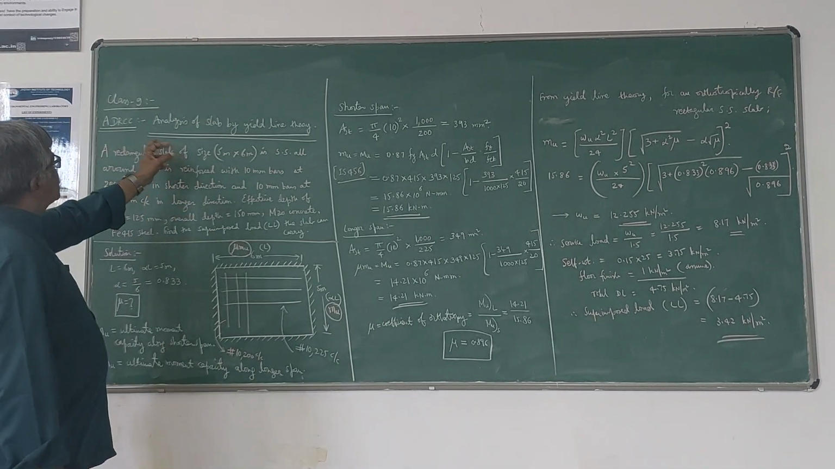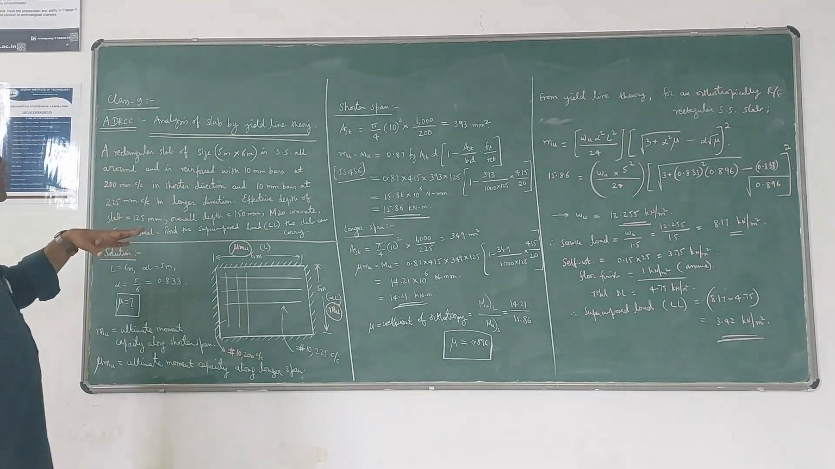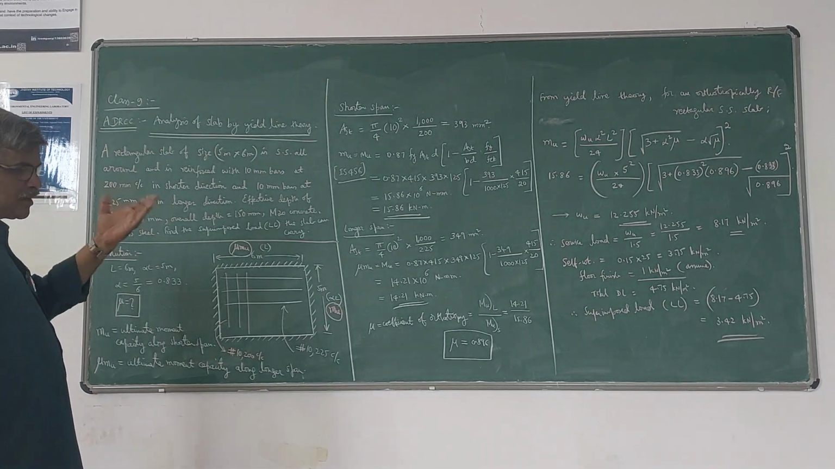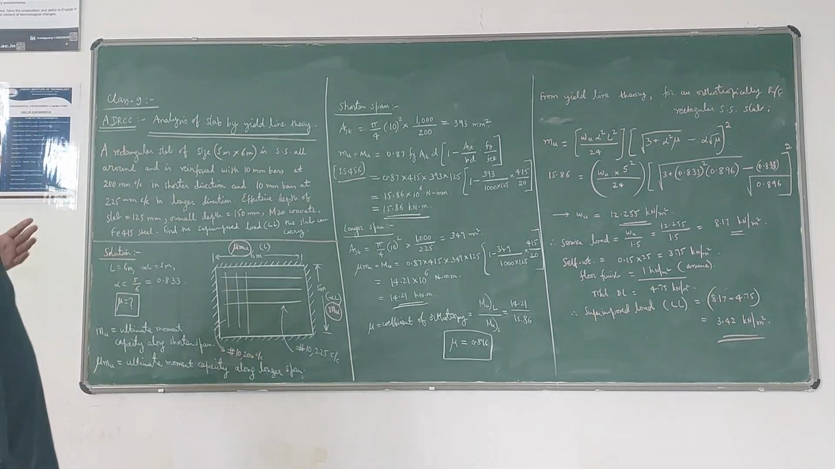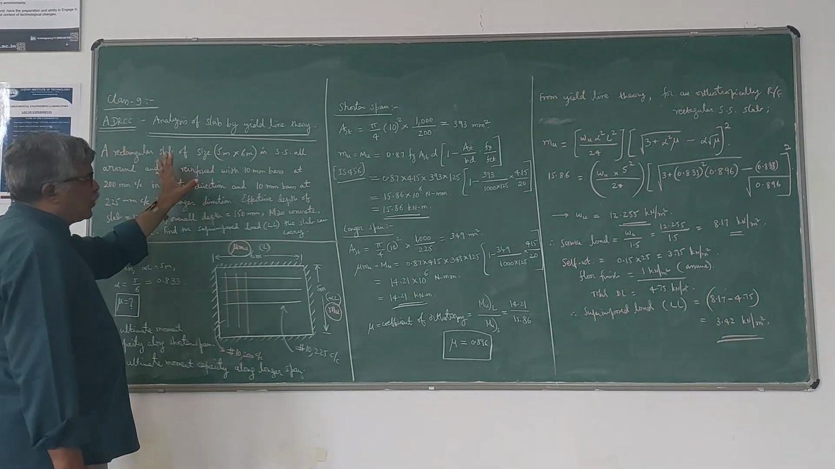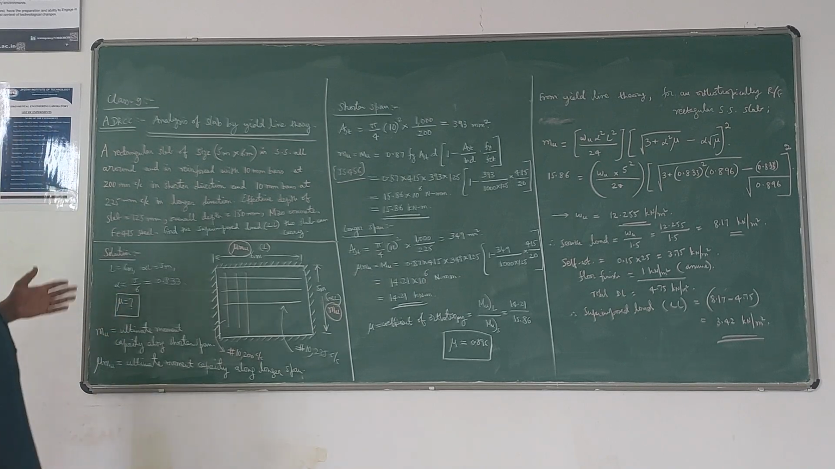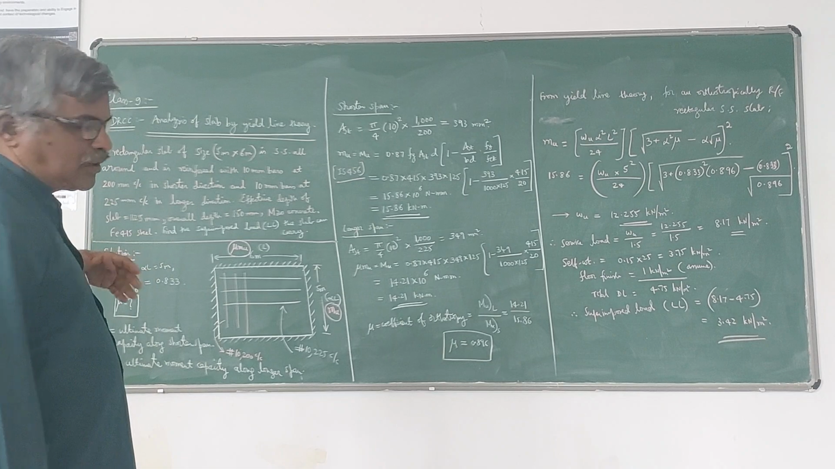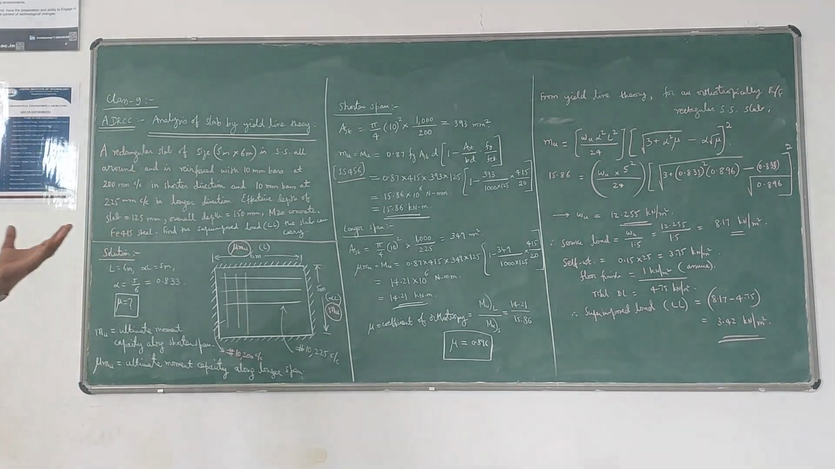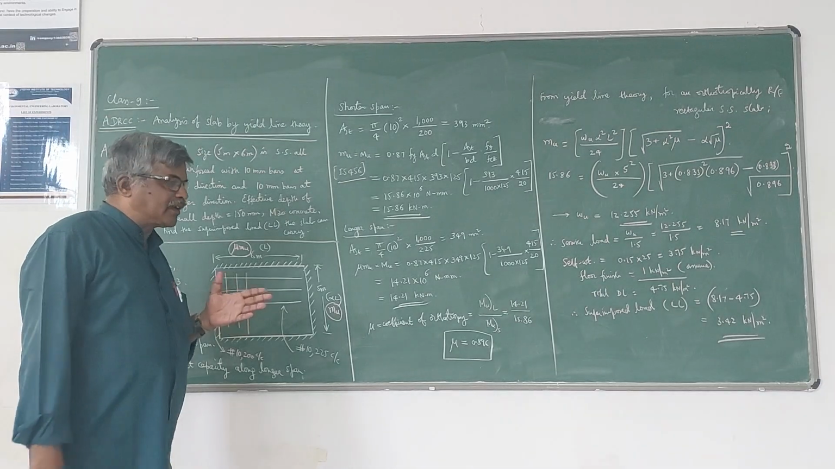In this class we will discuss a problem on analysis of slab by yield line theory. The difference between this problem and the earlier design problem is that there, the dimensions of the slab and the loading, dead load and live load, will be given, and you are asked to find the moment carrying capacity, and then design the reinforcement.